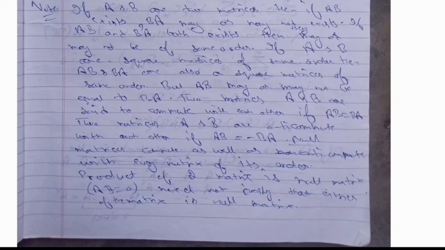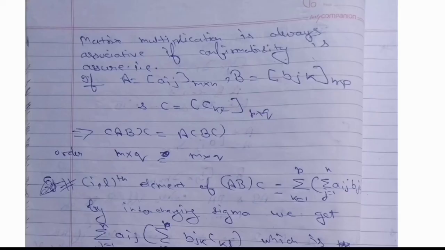Two matrices A and B are said to commute with each other if AB is equal to BA. Two matrices A and B anti-commute with each other if AB is equal to minus BA. Null matrices commute as well as anti-commute with every matrix of its order. Product of two matrices being a null matrix need not imply that either of the matrices is a null matrix. Matrix multiplication is always associative if conformability is assured.